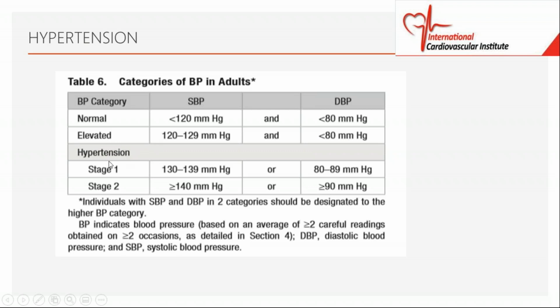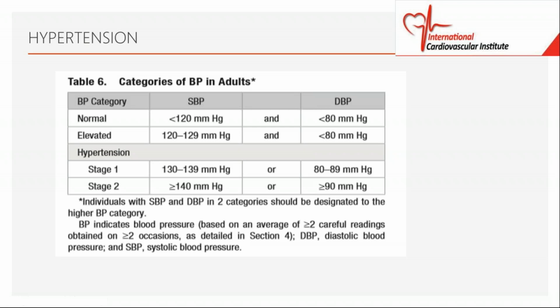Then when you come to hypertension, there are two stages. You have stage 1, systolic 130 to 139, or diastolic 80 to 89. And then stage 2, systolic greater than or equal to 140, or diastolic greater than or equal to 90.